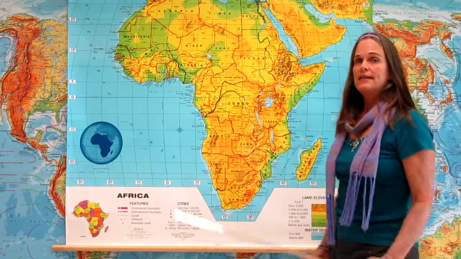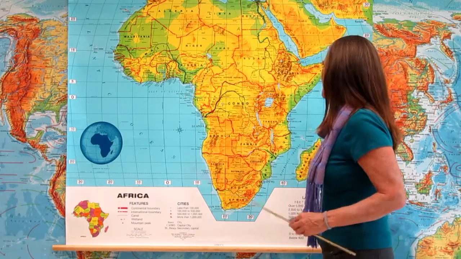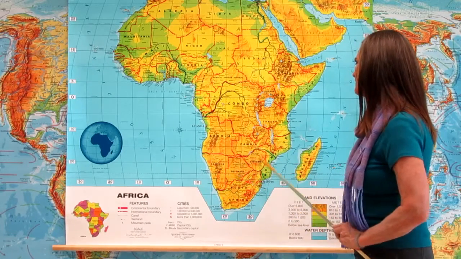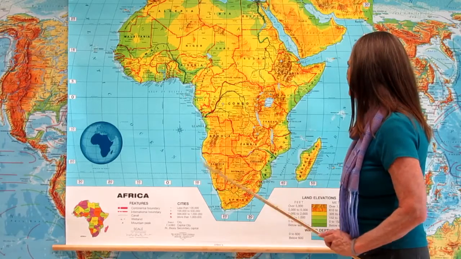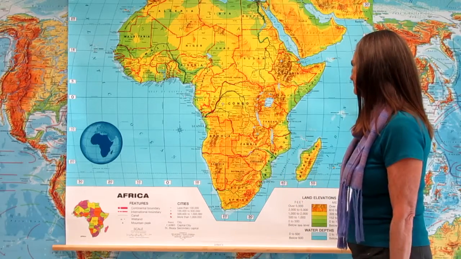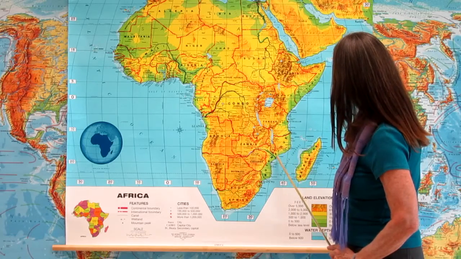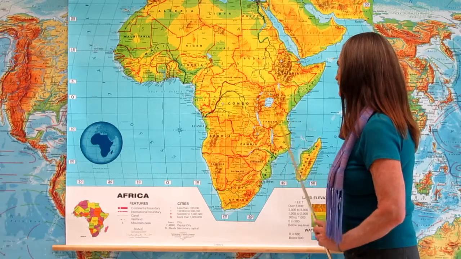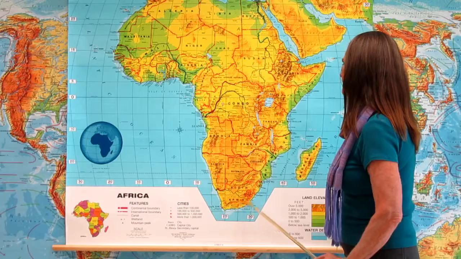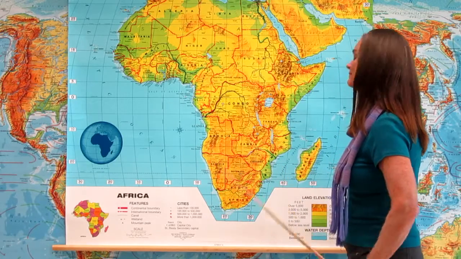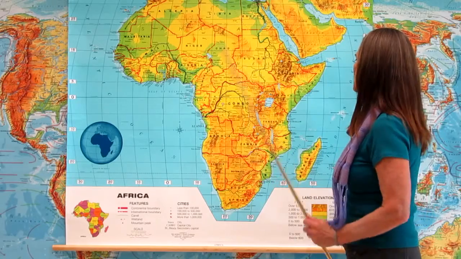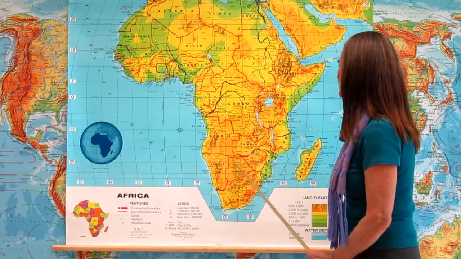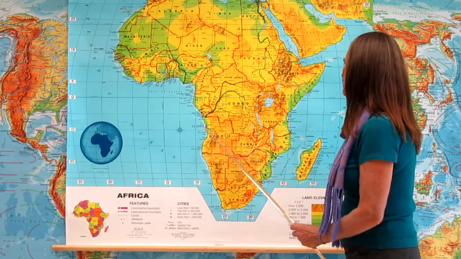So let's go ahead and run through the states for Southern Africa. We have Angola, Zambia, Namibia, Botswana, Zimbabwe, South Africa, Mozambique. And is Malawi in East Africa, or is it in Southern Africa? It's in East Africa. So we have Mozambique, Zambia, Zimbabwe, South Africa, Botswana, Namibia, Angola.